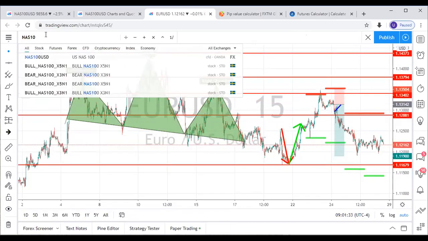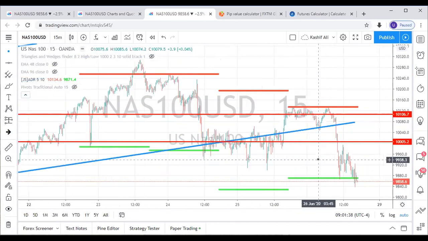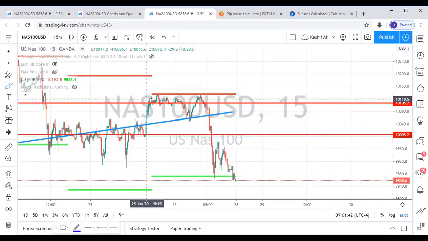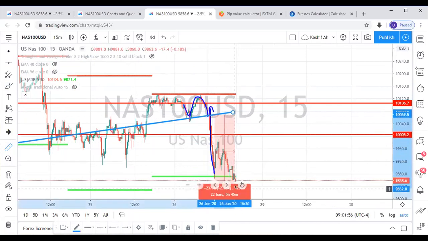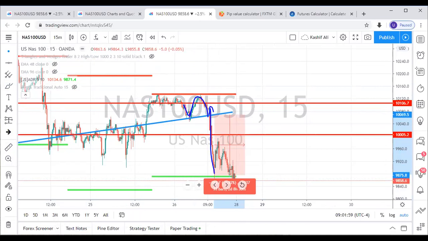NASDAQ, our favorite. I told you guys, NASDAQ always follows ADR. Look at what happened over the weekend. It tried to breach the ADR high. It was the weekend. It made a kind of M formation and retest, and then a sell-off. If you had taken this trade, you would gain about 193 points on this sell-off.